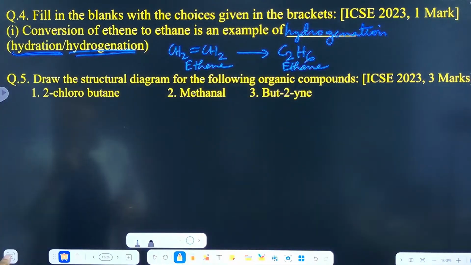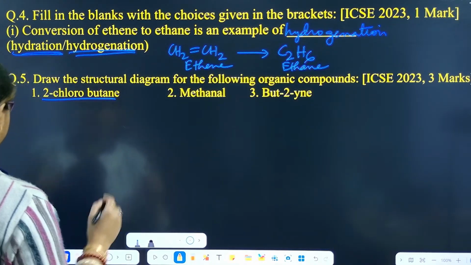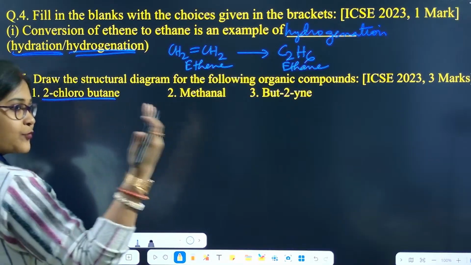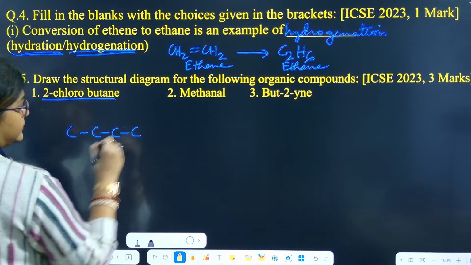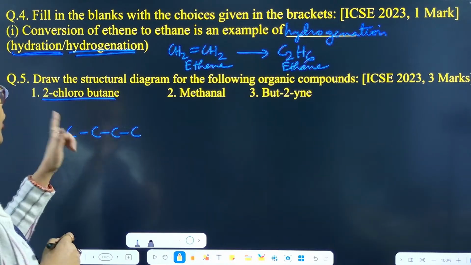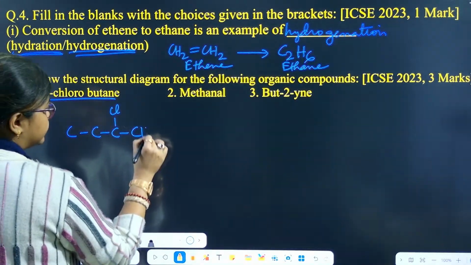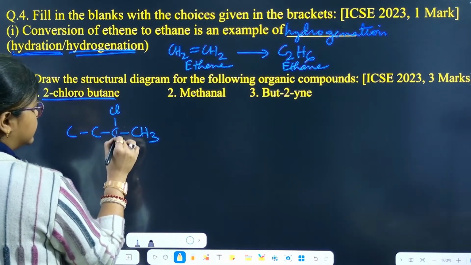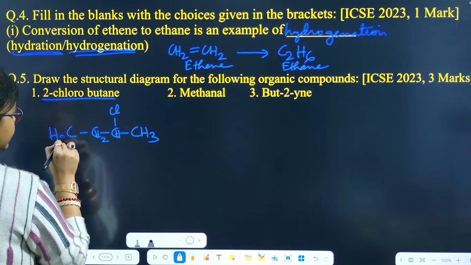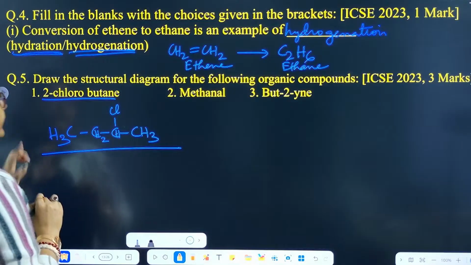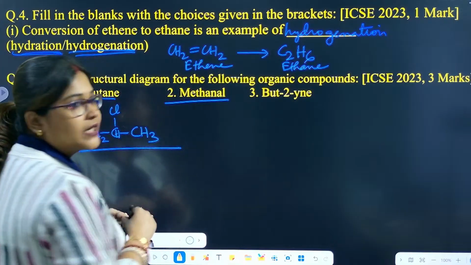Okay, so 2-chlorobutane. Butane means methane, ethane, propane, butane. It will have 4 carbon atoms. 2-chlorobutane means chlorine will be in the 2 position. 1 2 3 4. So this is the structure of 2-chlorobutane, right?